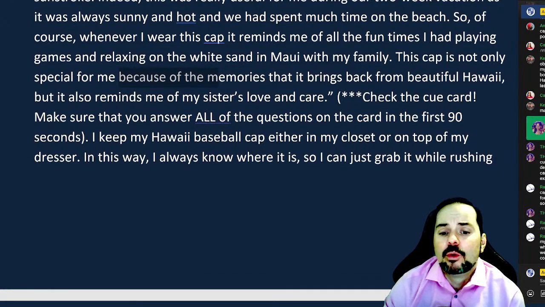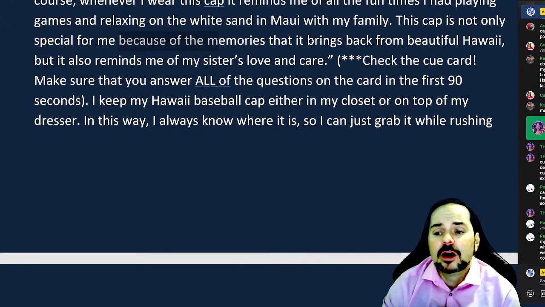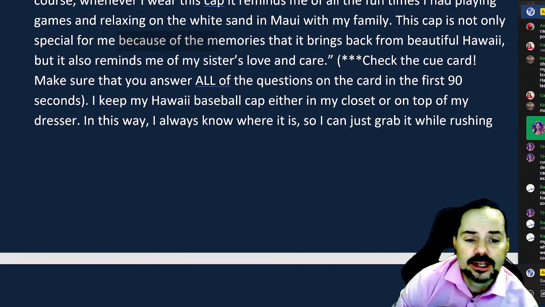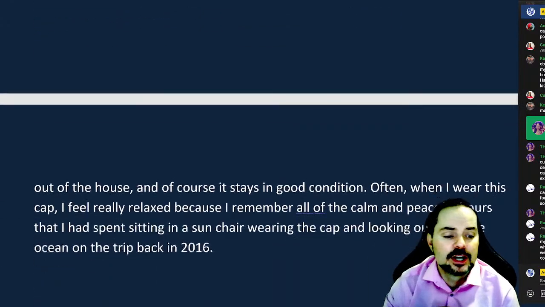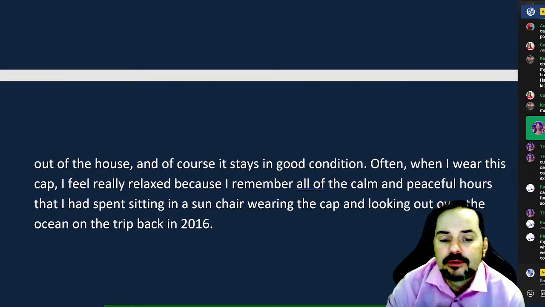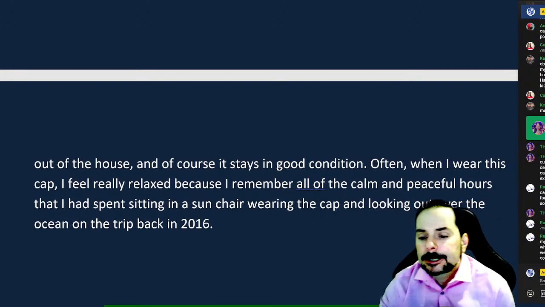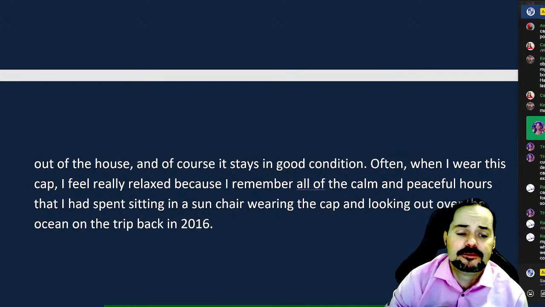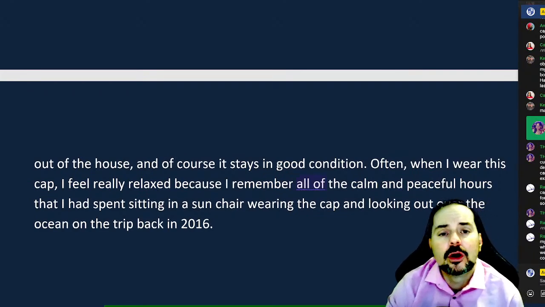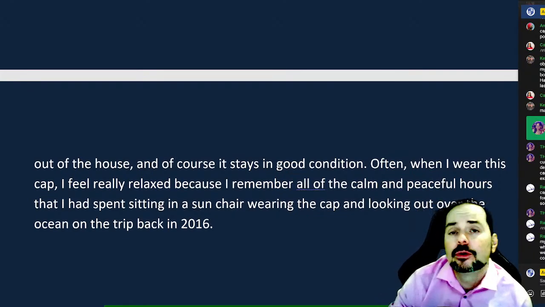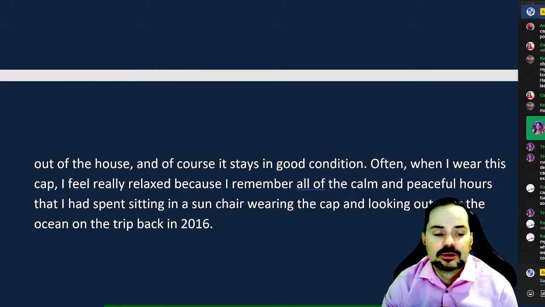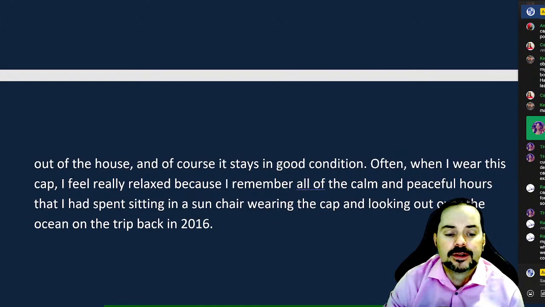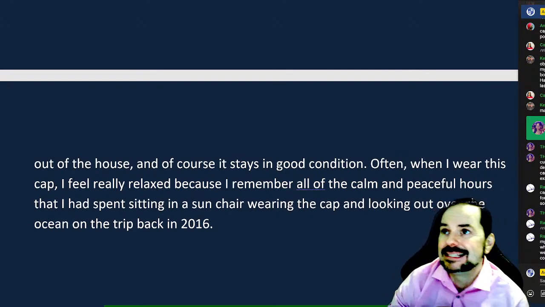I keep my Hawaii baseball cap either in my closet or on top of my dresser. In this way, I always know where it is, so I can just grab it while rushing out of the house. And of course, it stays in good condition. Often when I wear this cap, I feel really relaxed because I remember all of the calm and peaceful hours that I had spent sitting in a sun chair wearing the cap, looking out over the ocean on this trip back in 2016.